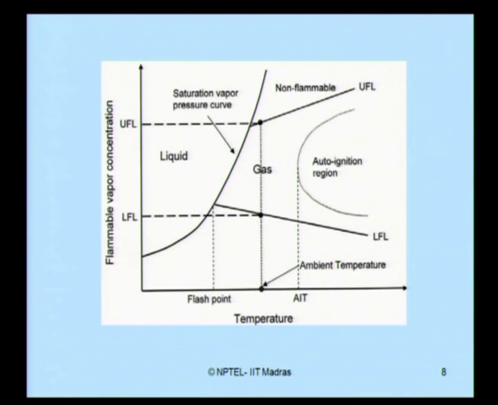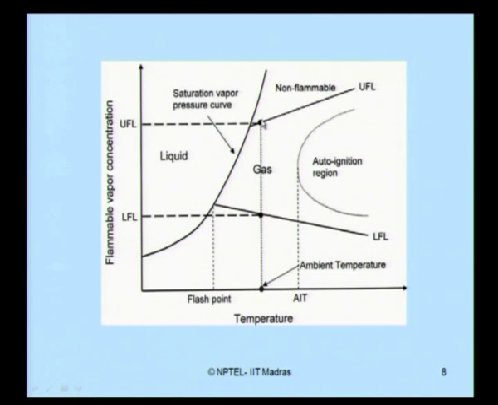This figure explains the variation of temperature with the flammable vapor concentration on the y axis. On the y axis, I have marked the lower flammability limit and the upper flammability limit. Now, the characteristics of these two limits are very interesting. After the ambient temperature, the upper flammability limit keeps on increasing and the lower flammability limit keeps on decreasing as far as the flammable vapor concentration is concerned, with increase in temperature. Flash point is the point beyond which, for increase in temperature, the vapor concentration decreases.